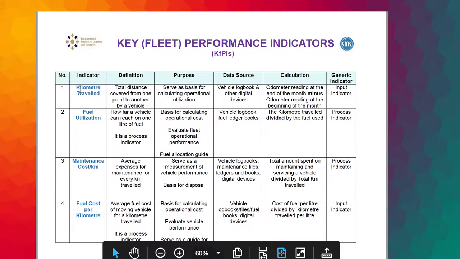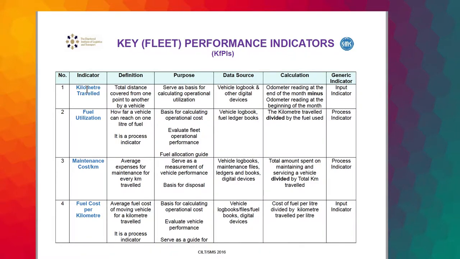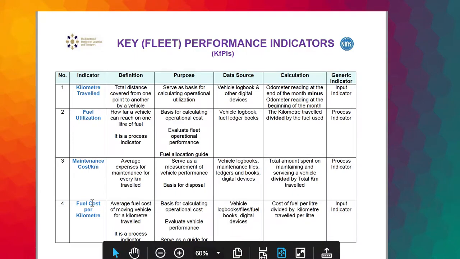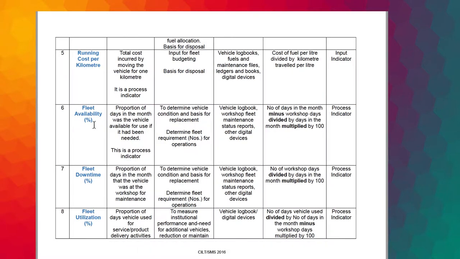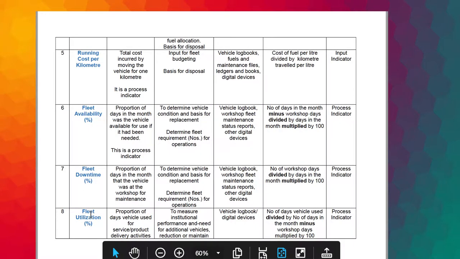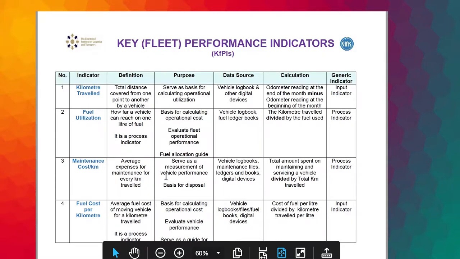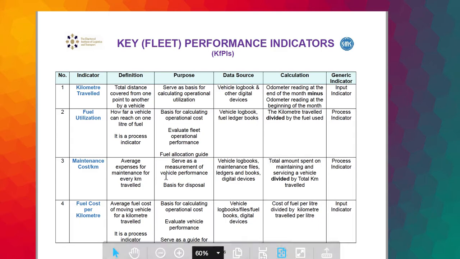This is actually a performance metric based on a number of KPIs like kilometers traveled, fuel utilization, maintenance cost per kilometer, fuel cost per kilometer, driver vehicle ratio, fleets. In fact, there are a whole lot of them. I think I skipped some of them: running cost per kilometer, fleet availability, fleet downtime, fleet utilization. These KPIs are more focused on operations, so they want to ensure effective optimization of the fleet.